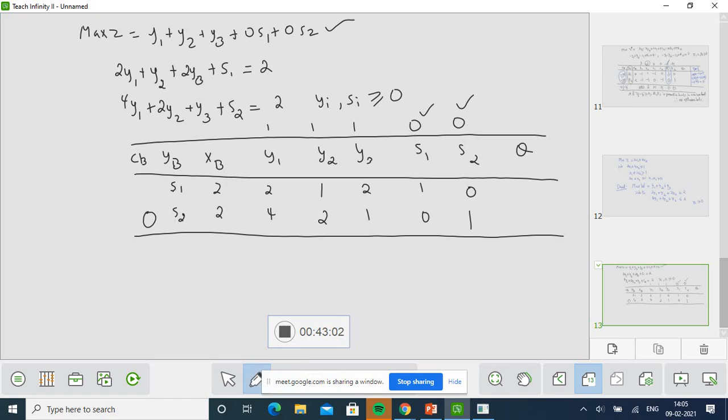Now, start your solution. I want Zj minus Cj. Since it is 0 here, every column when you multiply with 0, it will become 0 minus 1. Here 1 into 0 plus 2 into 0 minus 1. 2 into 0 plus 1 into 0 minus 1. Here again 0, 0. Check if you are getting this only.